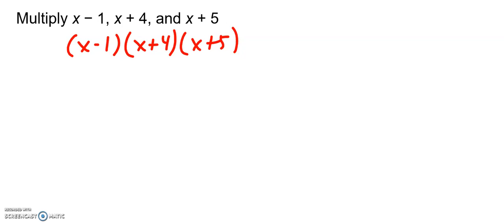So here, I have to make a choice. It doesn't matter what I choose. I mean, in life it does, but sometimes. Anyway, I have to make a choice here. I want to multiply two of these binomials together first, and then just ignore the third one. It doesn't matter which two I choose, I just have to make that choice. So I'm going to multiply these two together first. All right, and I'm just going to ignore the x plus 5.